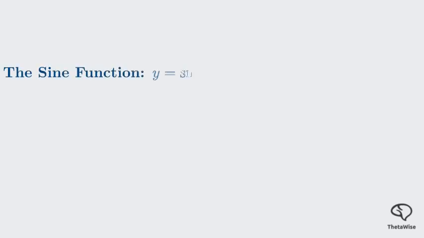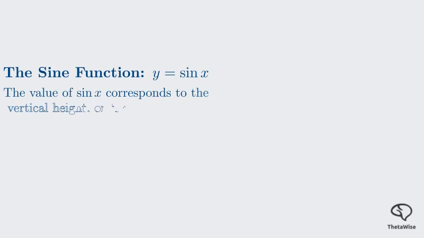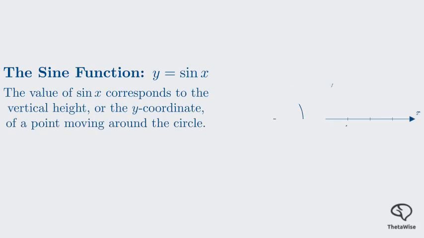To understand where the sine graph comes from, we start with the unit circle, which is a circle with a radius of 1 centered at the origin. The value of sine x corresponds to the vertical height, or the y-coordinate, of a point moving around the circle. Notice how the graph starts at 0 when the angle is 0. As we reach 90 degrees, the height is at its maximum of 1. At 180 degrees, we are back to a height of 0.